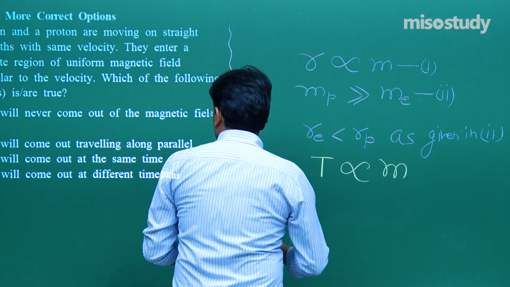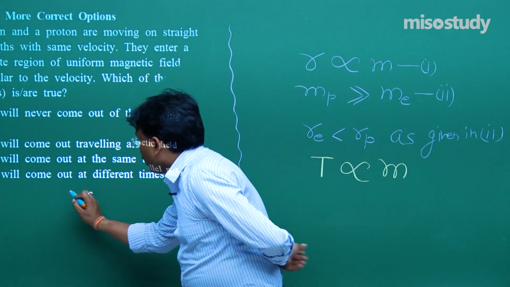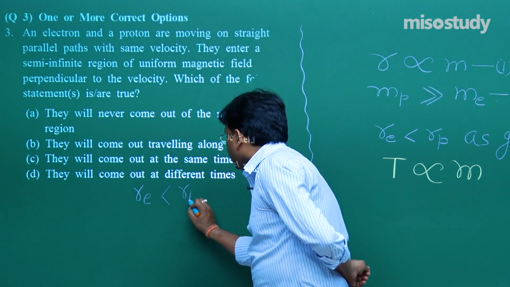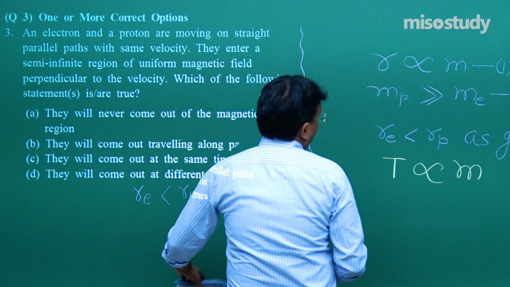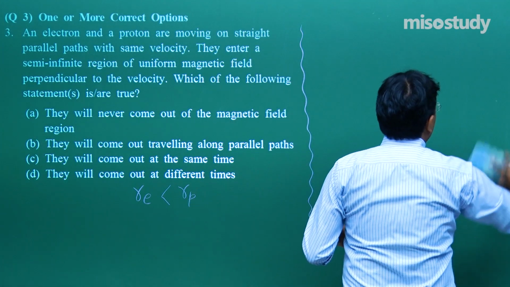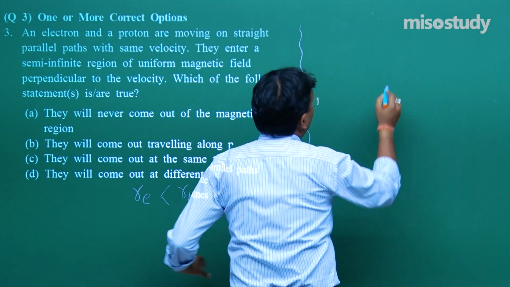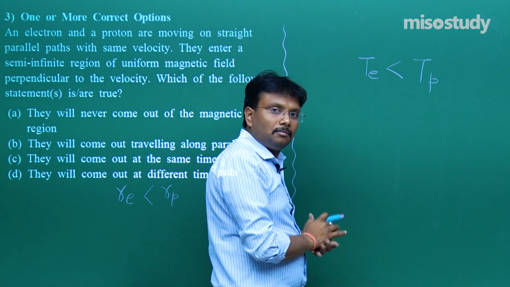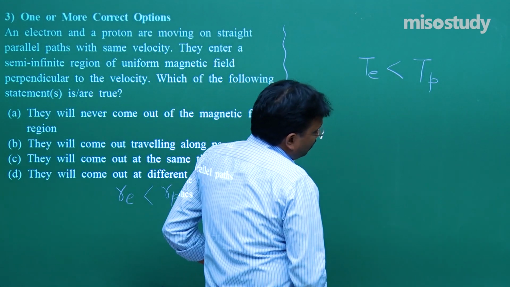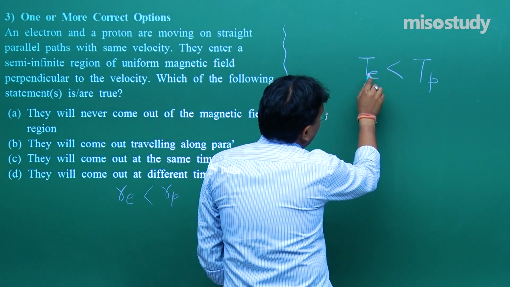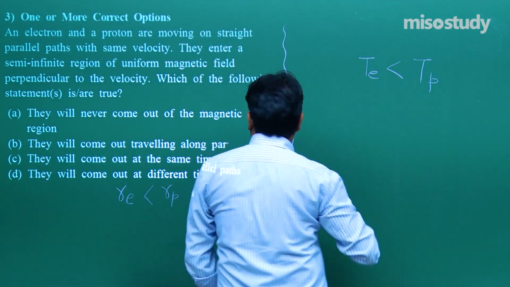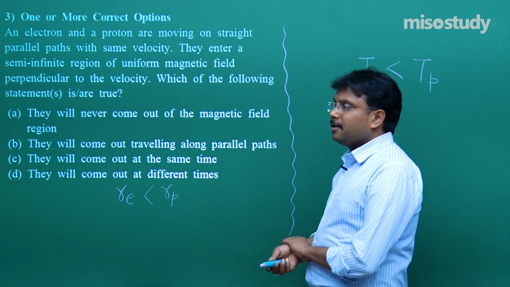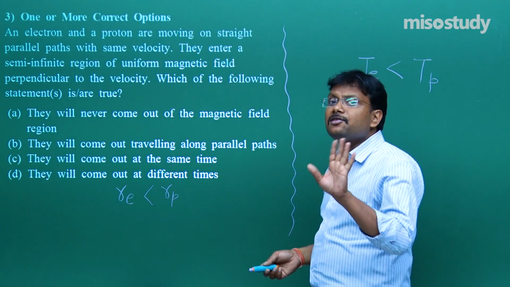Okay. So Re less than Rp, let me write it down over here, Re less than Rp, first fact. Okay. And then I can use this space, Te is less than Tp. The reason I explained to you. So from here you can say that the time period for electron is less than the time period for proton. So now let us start analyzing the facts. They will never come out of the magnetic field region? No, they will come out. So option A is not the correct one.